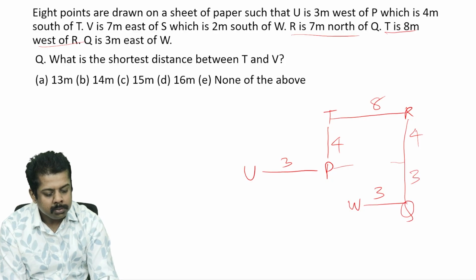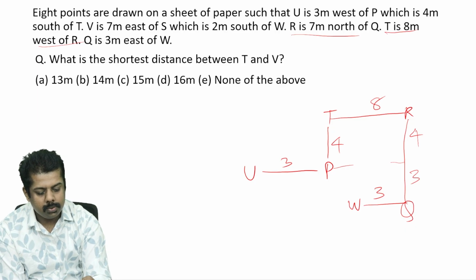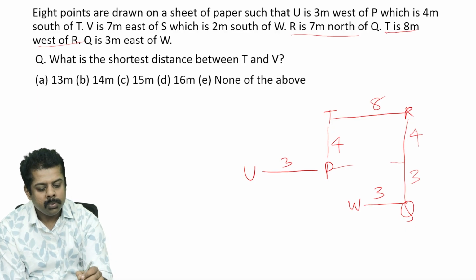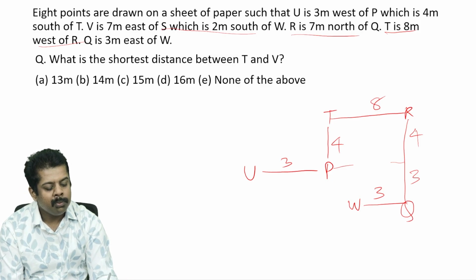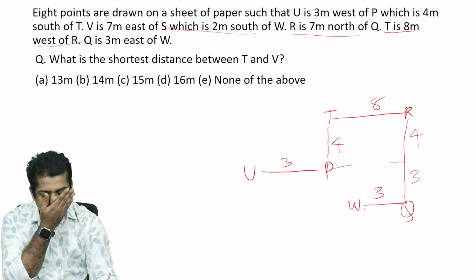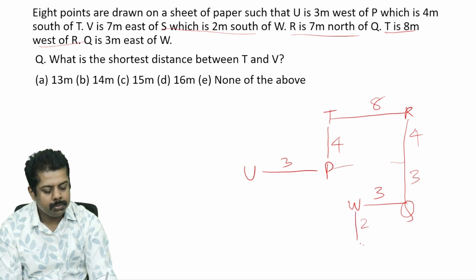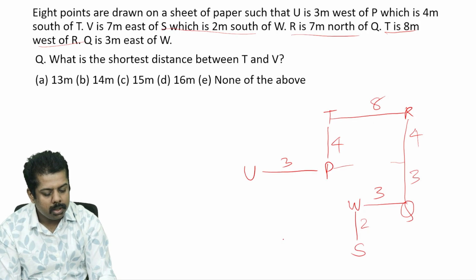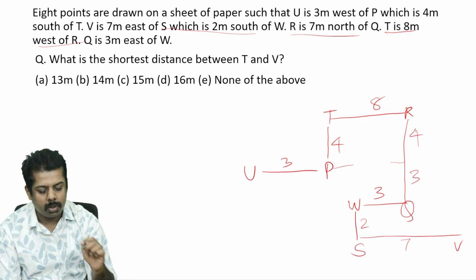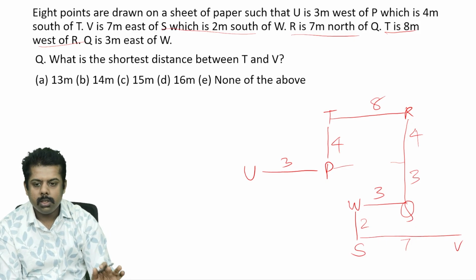Then we have V to S, and S to W. First we can connect S to W. S is 2 meters south of W. Now V is to the east of S, that is 7. Okay, so this is the final diagram.